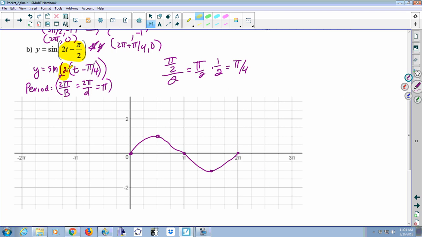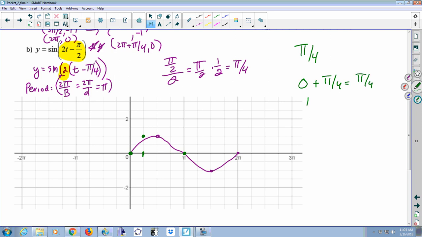And now I want to graph this one. I'll graph this one in green. So my period now is just pi. So now I go from 0 to pi. I want to take pi and divide it into 4 equal parts, pi over 4. So my starting point is 0. I add pi over 4. That's right here, this pi over 4. I come up to my max, which is still at 1. My amplitude hasn't changed.